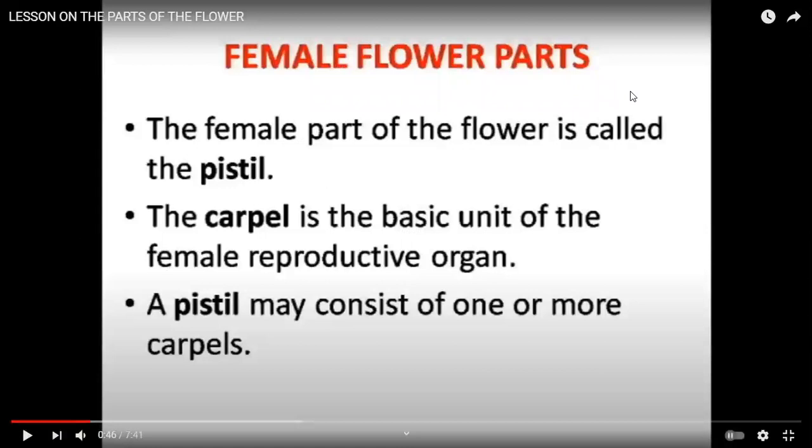Now let's talk about the female part of the flower. The female part of the flower is what we call the pistil. The carpel is a basic unit of the female reproductive organ. A pistil may consist of one or more carpels. So think about a carpel like the uterus, type of thing, in the female.